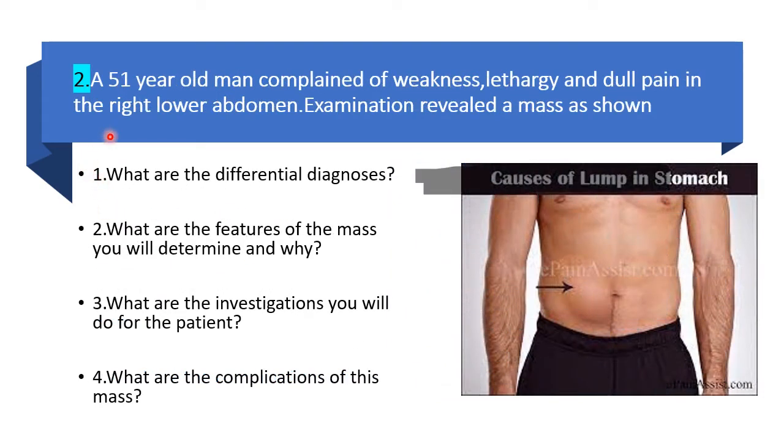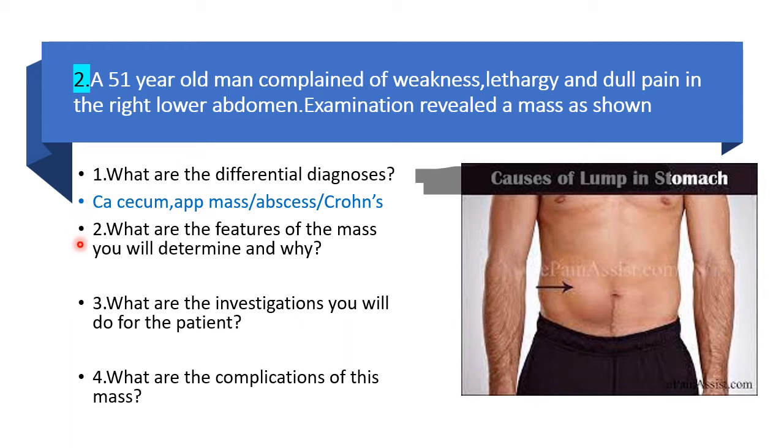Question number 2. A 51-year-old man complained of weakness, lethargy and dull pain in the right lower quadrant. Examination revealed a mass as shown in the right lower quadrant of the abdomen. Questions. What are the differential diagnoses? Carcinoma of the cecum, appendicular mass, appendicular abscess and Crohn's disease.